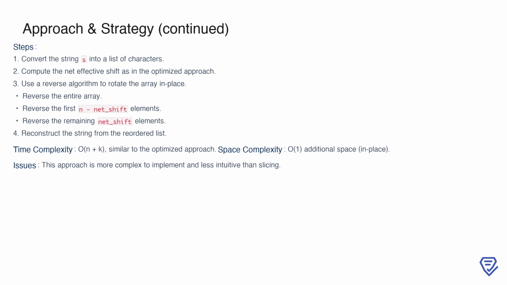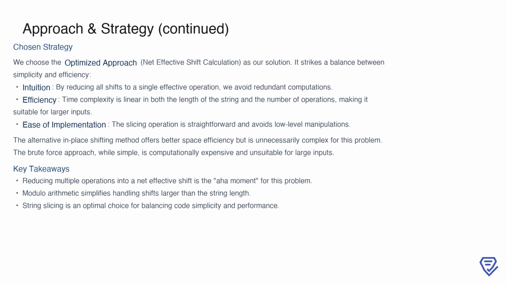While this method achieves the same time complexity of O(n + k) as the optimized slicing approach, it has the added advantage of using only O(1) additional space since it modifies the array directly. However, the implementation is more complex and less intuitive, which might make it less appealing for this problem. Considering the different approaches, the optimized slicing method stands out as the best choice due to its balance of simplicity and efficiency. By reducing all operations to one effective shift, we avoid redundant computations and streamline the process. The slicing operation is straightforward to implement, making the solution both elegant and practical.